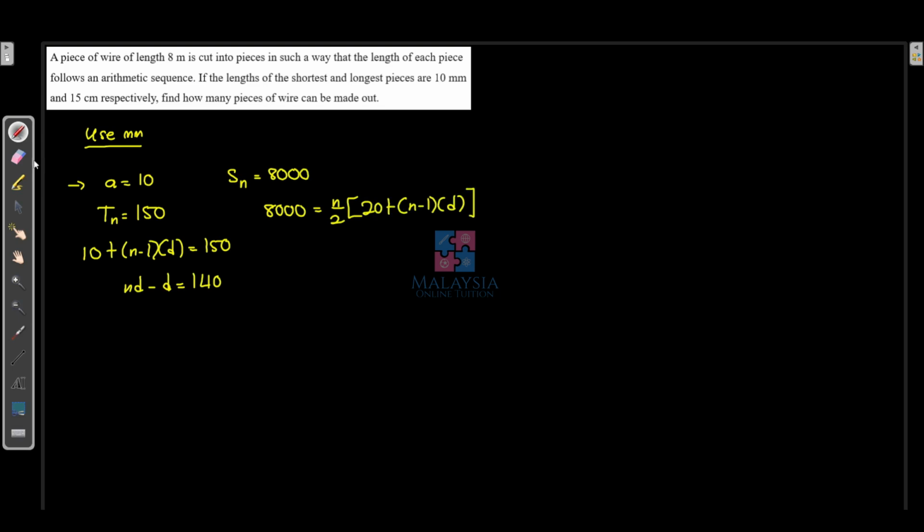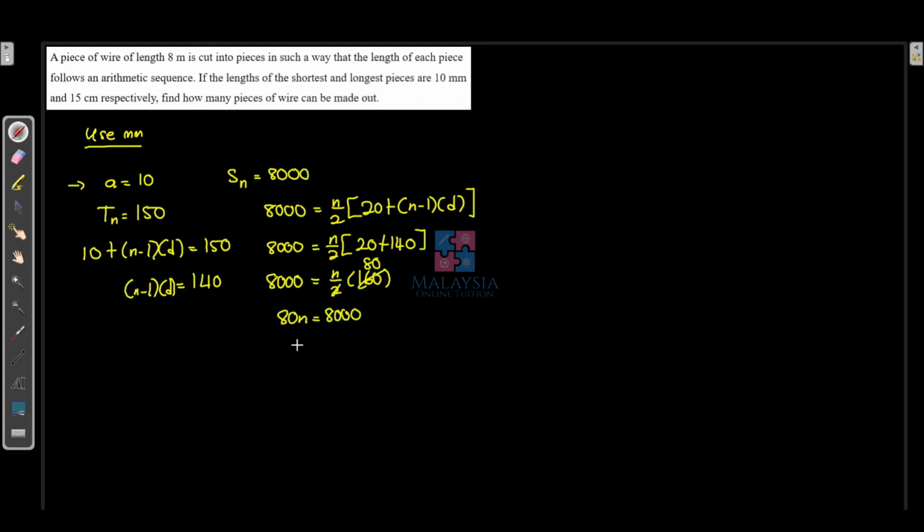I just realized that we don't even have to expand this. We just leave it like this. You can see that n minus 1 times d is the same thing that we have in the Sn. So we can change that into 140. So 20 plus 140 is 160, so n over 2 times 160 equals 8,000. Cancel, this is 80. So you have 80n equals 8,000.